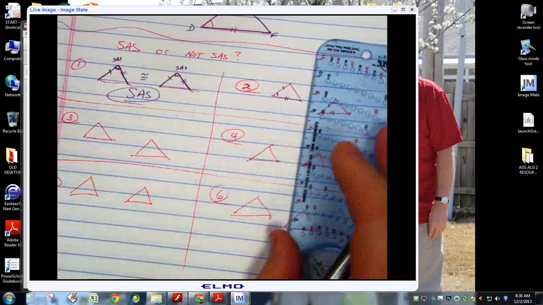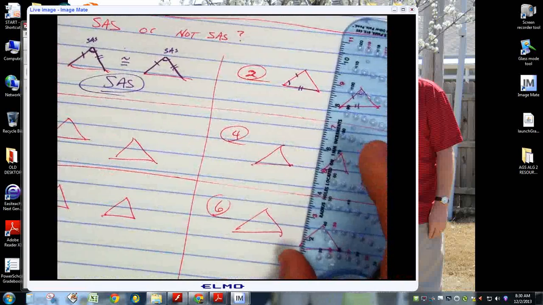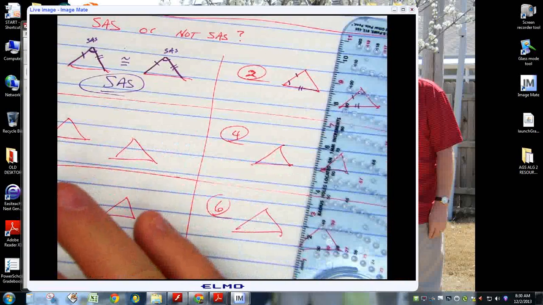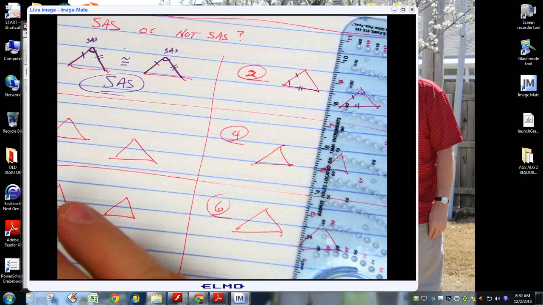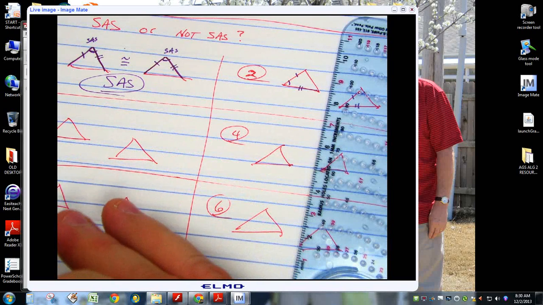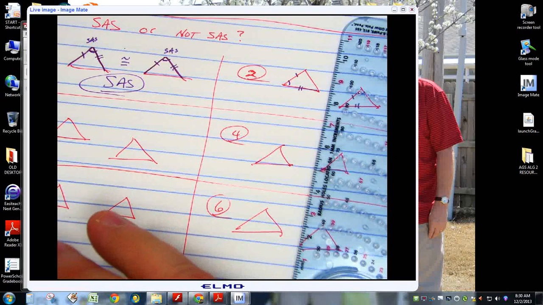Look at the one over here on the left. I need to see everybody's eyes. Come on. Hands down. Sit up. Hands down.